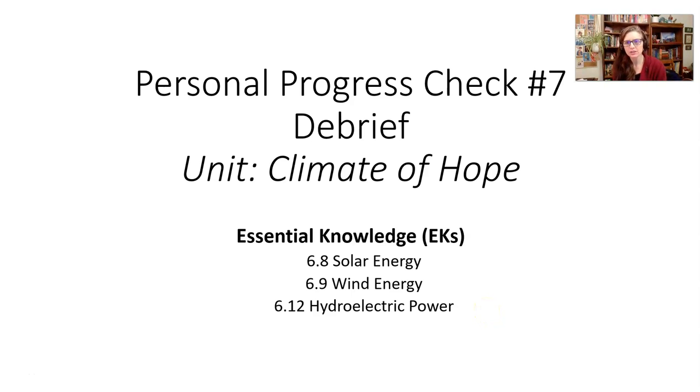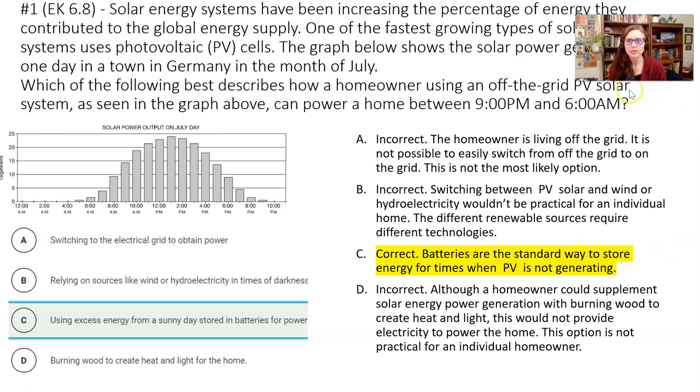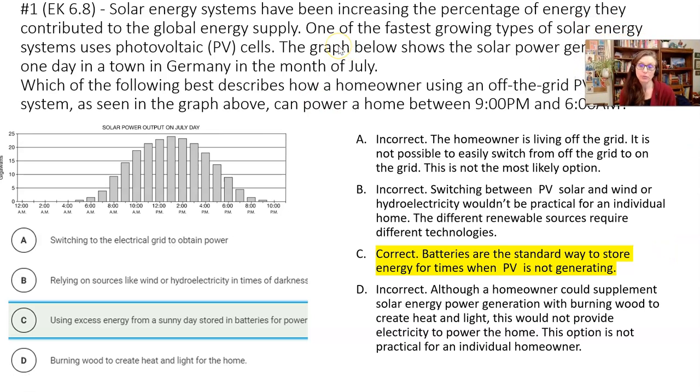I'll be going over personal progress check number 7 from the unit Climate of Hope. We'll be looking at EK 6.8, 6.9, and 6.12, solar, wind, and hydroelectric power. The terms and concepts we'll be focusing on are the forms of energy, specifically kinetic, mechanical, and electrical, wind turbine parts and their functions, seasonal solar radiation patterns, and just the general pros and cons of wind, solar, and hydroelectric energy. The first question, we'll be doing these in order because generally people did really well on this PPC.